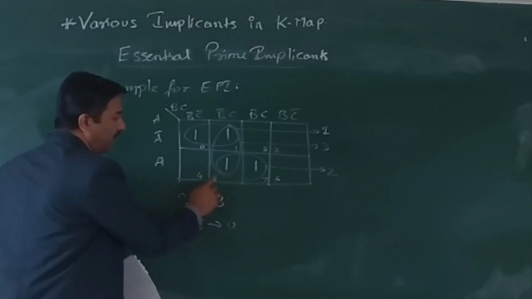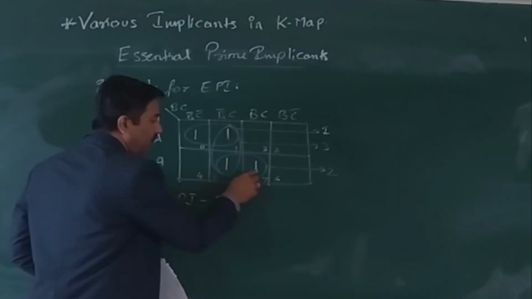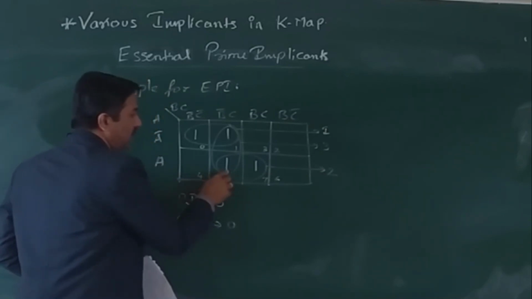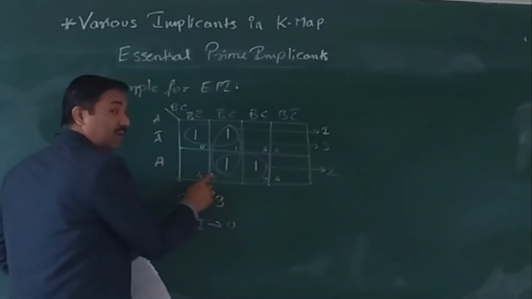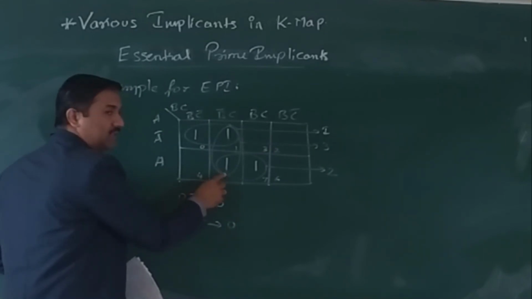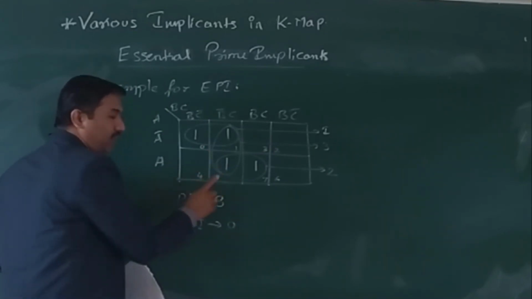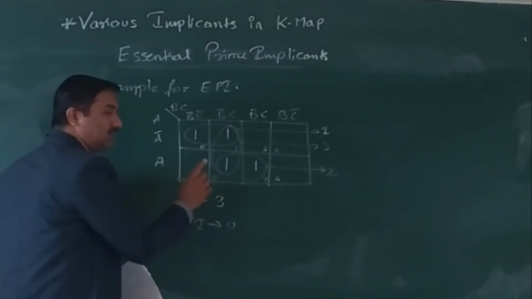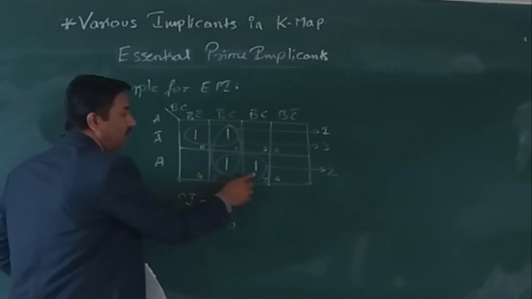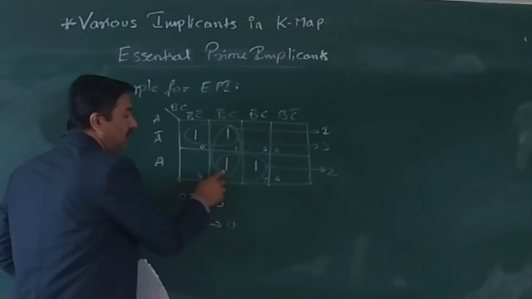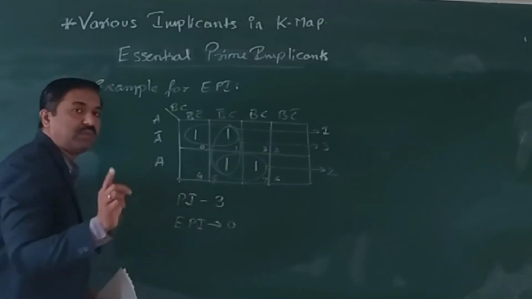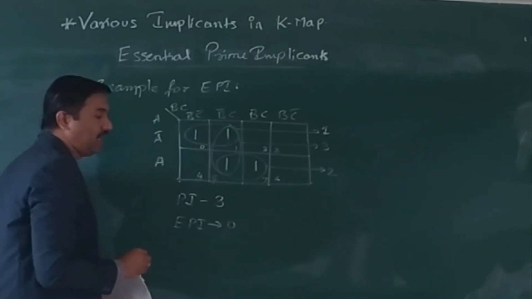Now if you see the one represented in cell number 5, this one is getting grouped with this one as a part of group number 2, and this one is also a part of group number 3. So the min term represented in cell number 5 cannot be called an essential prime implicant. The reason is the same: it is getting grouped in group number 2 as well as in group number 3. So 5 and 1 cannot be a part of my essential prime implicants.